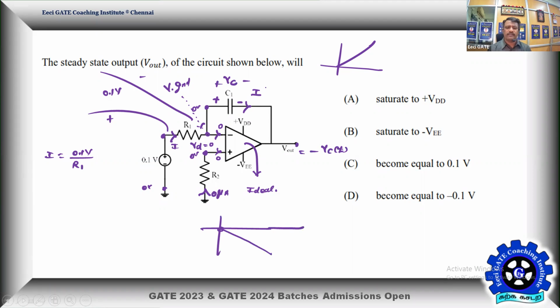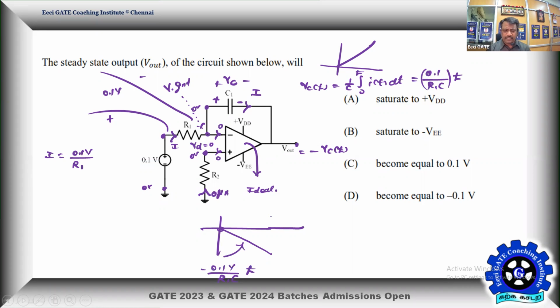The slope of this ramp can be determined. VC of t is equal to 1 by C times the integral of I of t dt. Assuming no initial charge, we take the integral from 0 to t. I of t is 0.1 by R1, so it becomes 0.1 by R1 C times the integration of dt, which is t. And 0.1 by R1 C is the slope. The slope is going to become negative, that is minus 0.1 volt divided by R1 C, and as time increases, the voltage is falling.